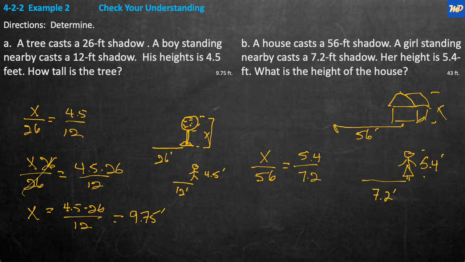See, if you think of it that way and you say it out loud, we're going to multiply both sides by 56. So we're going to get X is equal to 5.4 times 56, and that's divided by 7.2. And when you do the math on that, X is going to be equal to 43 feet. The height of that house will be 43 feet tall.